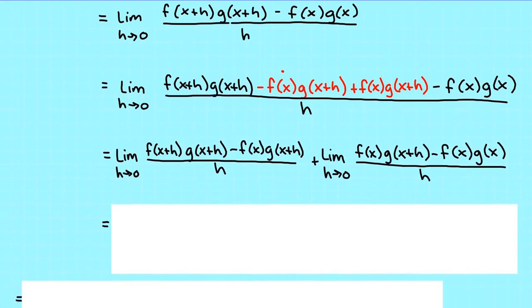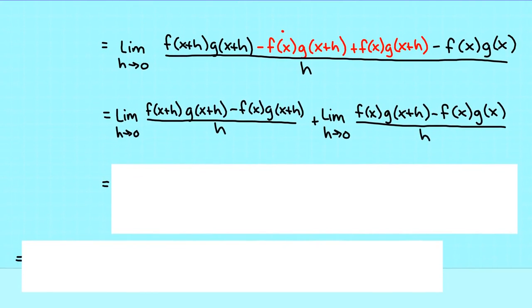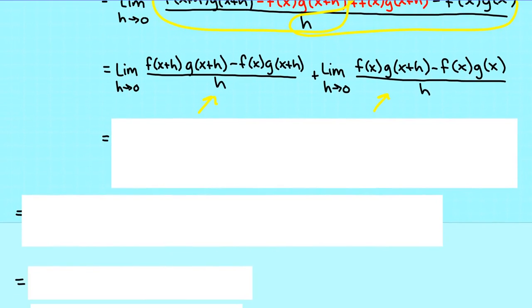In the next step, what I've done is just break this fraction that had 4 terms in the numerator into 2 fractions that each have 2 terms in the numerator. So these first 2 numerator terms went into the first fraction, and these last 2 numerator terms, still over h, went into the last fraction. Okay, next we look at each one separately and we notice that you can factor g of x plus h out of both terms in the numerator there, and you can factor f of x out of both terms in the numerator there.